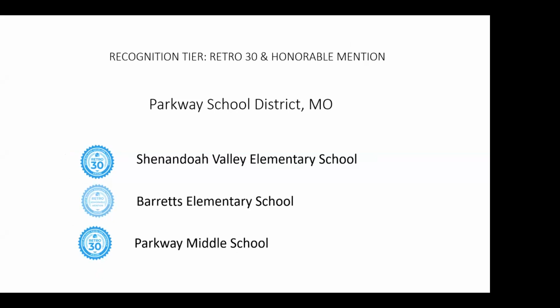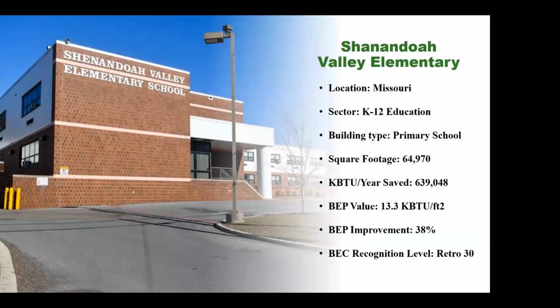Parkway District was not able to provide a video, so I am going to highlight the details of the improvements they have provided. The first school from the Parkway School District is the Shenandoah Valley Elementary School building, and this is a 1-story building that earned a Retro 30 certification for 38% energy performance improvement.